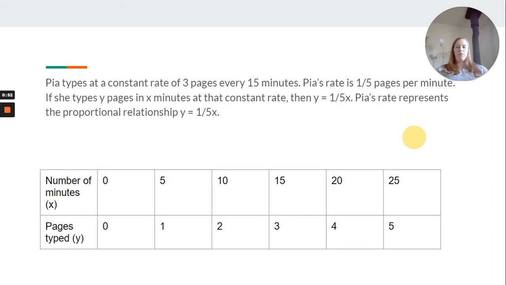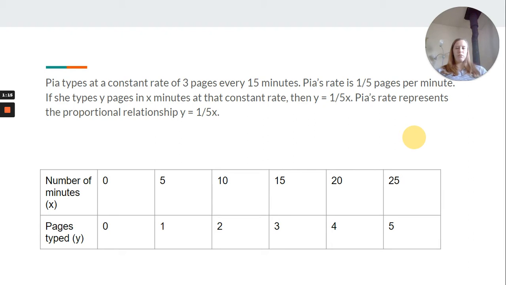So we start with Pia. Pia types at a constant rate of 3 pages every 15 minutes. Pia's rate is 1/5 pages per minute. If she types y pages in x minutes at that constant rate, then y equals 1/5 x. Pia's rate represents the proportional relationship y equals 1/5 x.